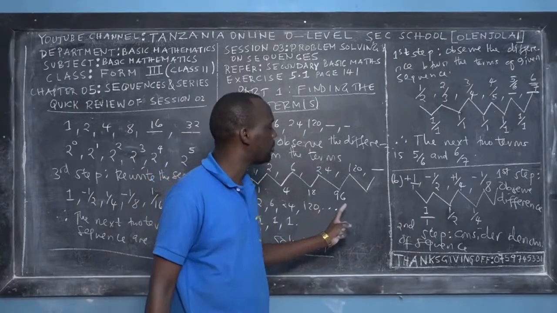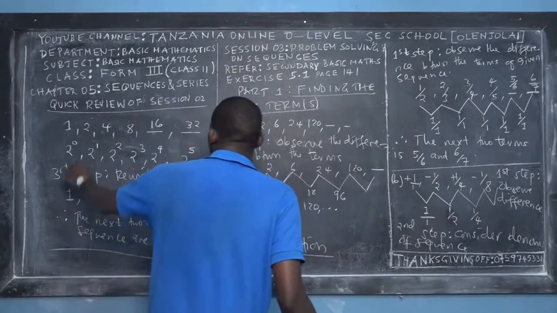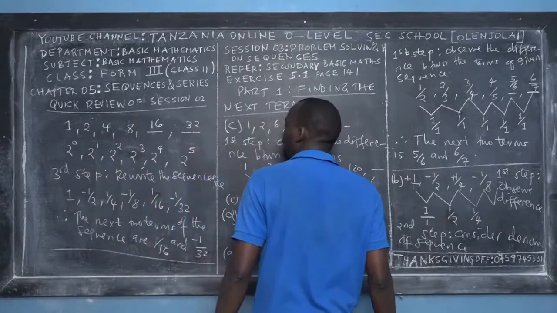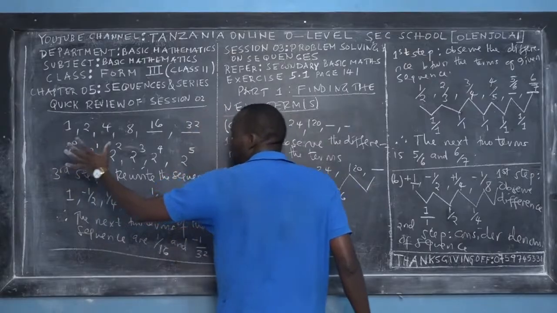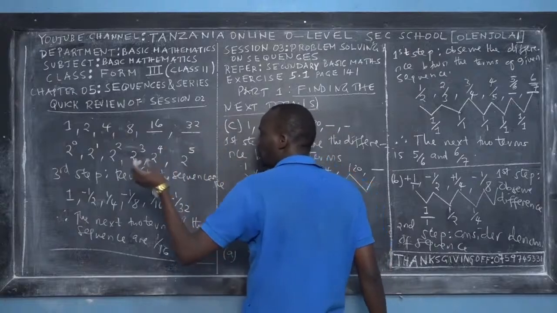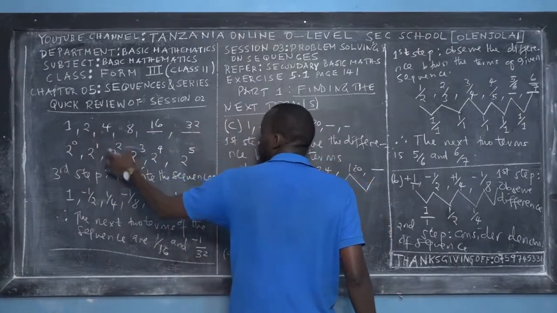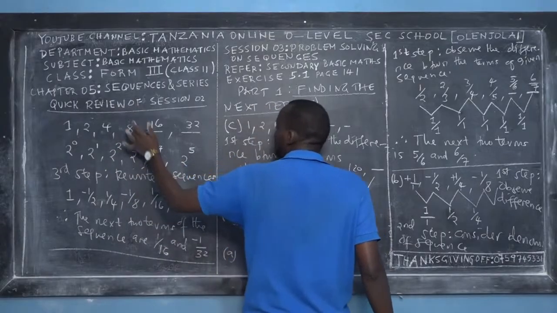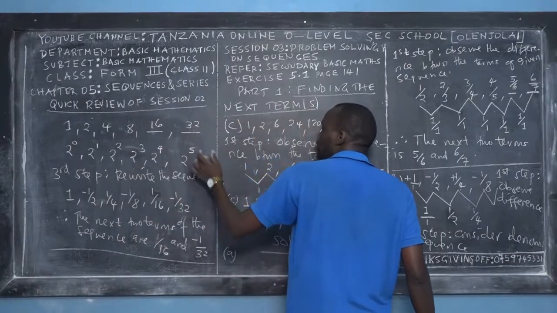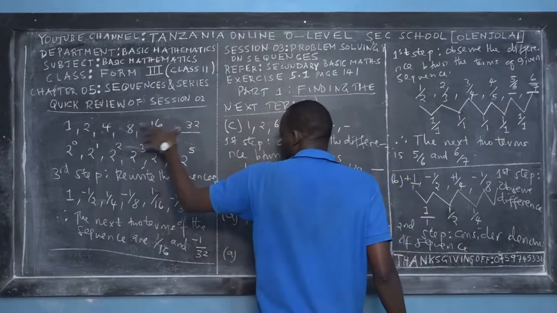If you think outside the box, you have to take into consideration the denominator. And hence you realize the difference: how these denominators can be formed, the other ways of forming this sequence. You can take 2 power 0, it is 1, 2 power 1, it is 2, 2 power 2 is 4, 2 power 3 is 8, 2 power 4 is 16, 2 power 5 is what? It is 32.